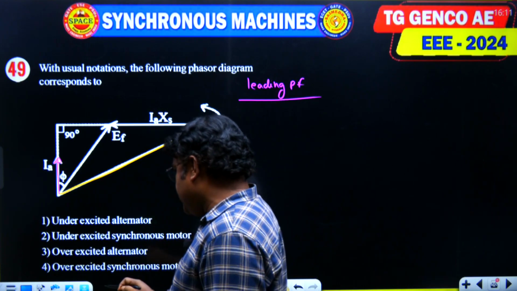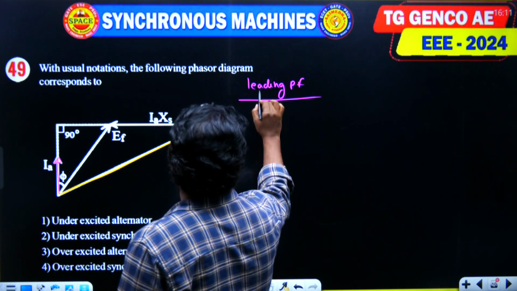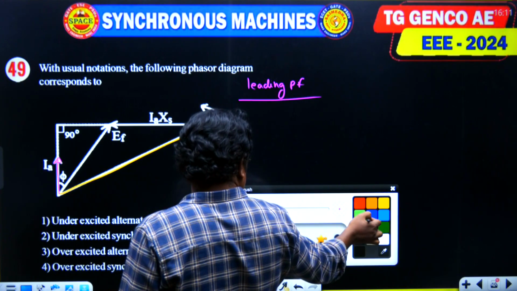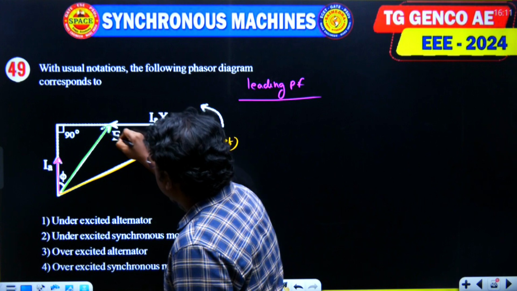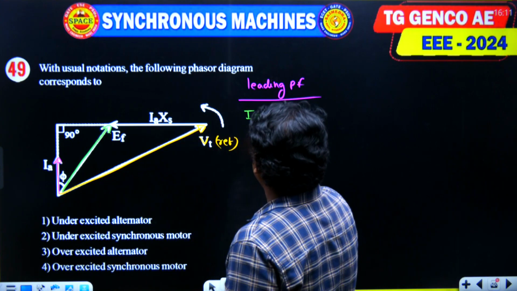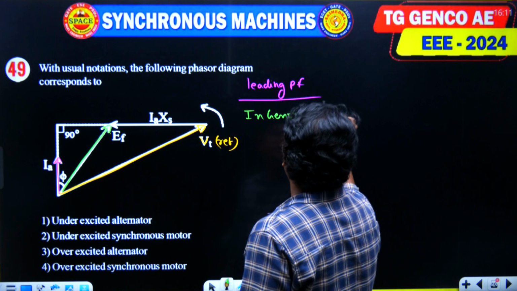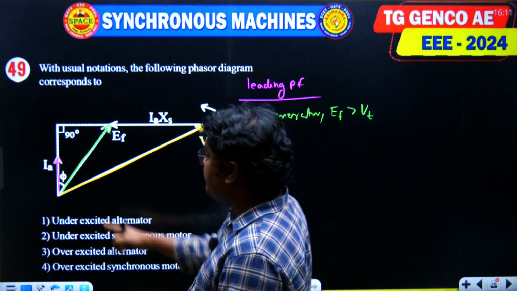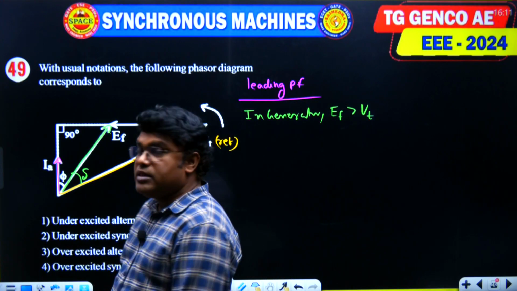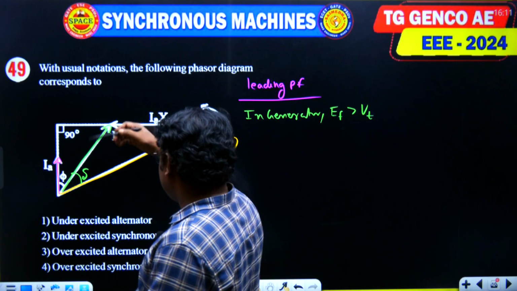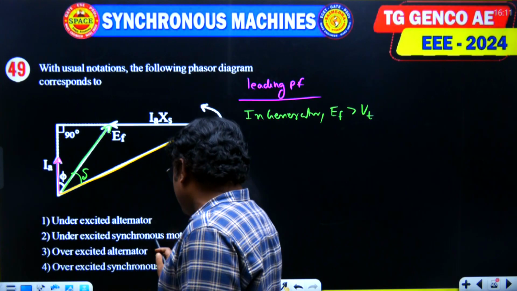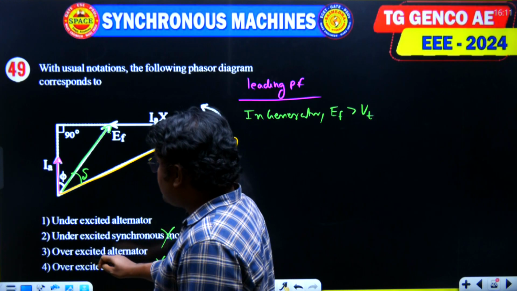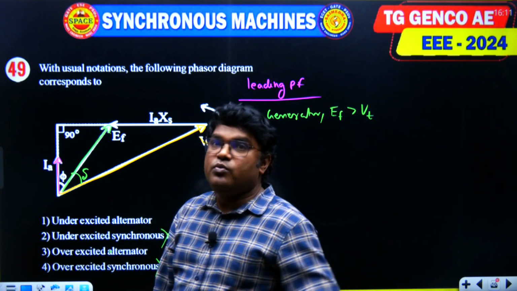Leading power factor, and one more point of view: the excitation EMF vector. In a generator, the excitation EMF always leads the terminal voltage by some angle. So this diagram is from the alternator point of view. So where are the motors? These two options are wrong, so we can eliminate them. But we still need to decide over excited or under excited. How do we answer this?